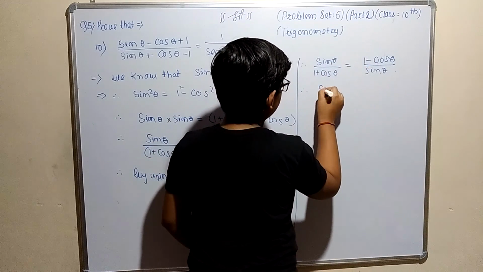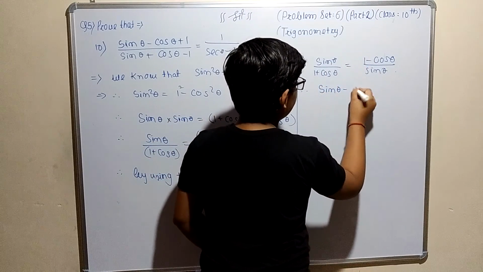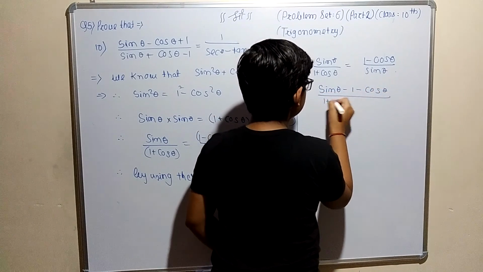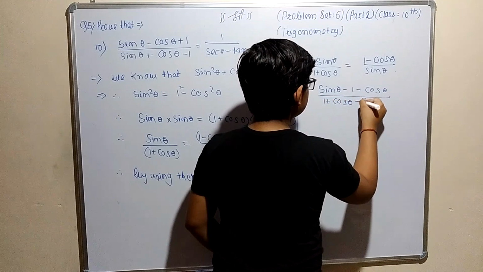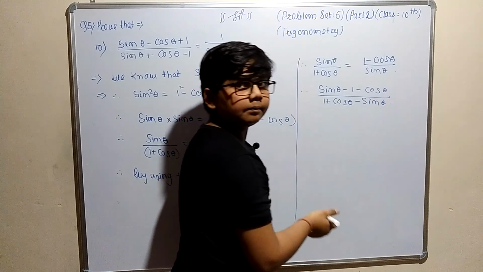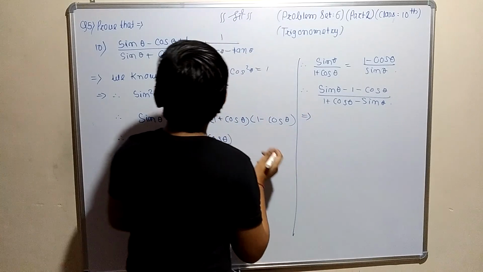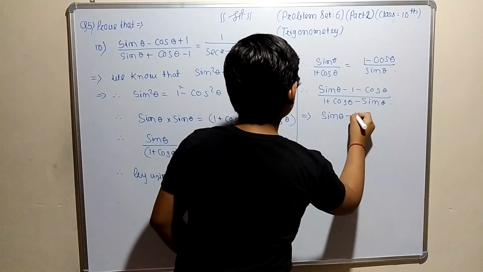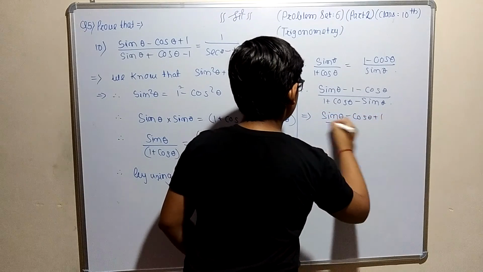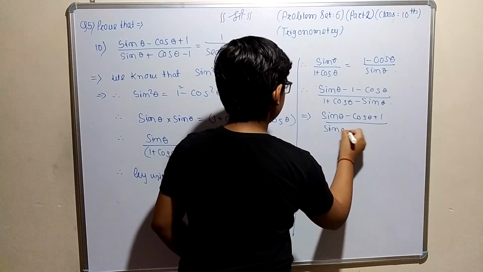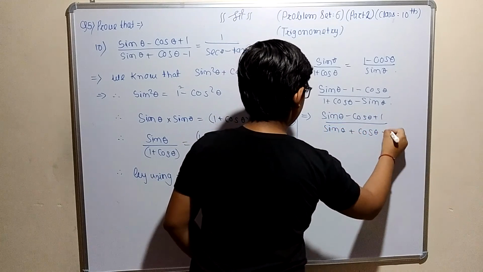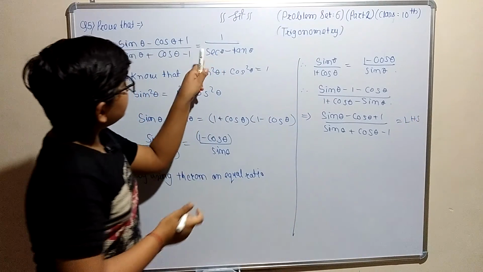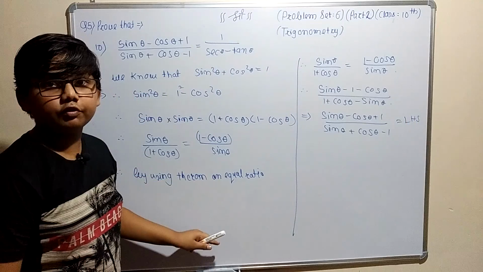Now subtract the two numerators and subtract the two denominators. So sin theta minus 1 minus cos theta divided by 1 plus cos theta minus sin theta. By using a little arrangement, we can say that it is equal to sin theta minus cos theta plus 1 divided by sin theta plus cos theta minus 1. That is equal to LHS, not RHS, because we had done this RHS only. This is the first step of doing this.